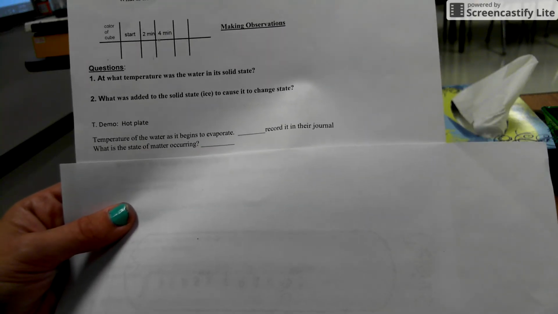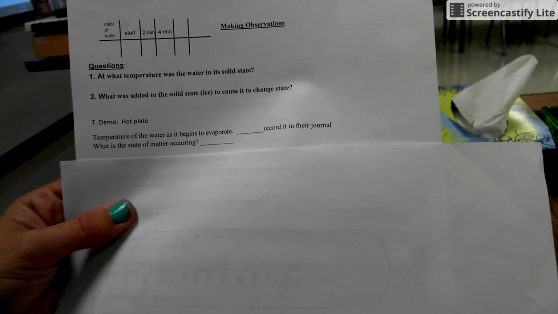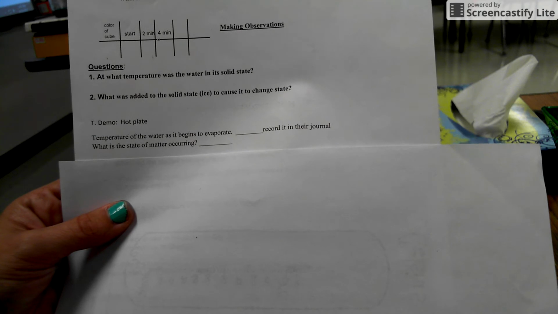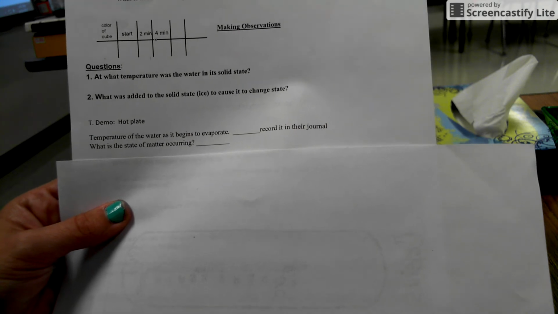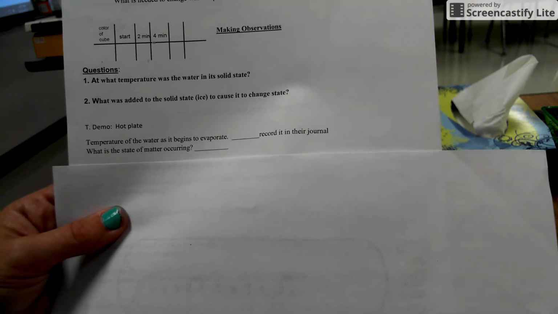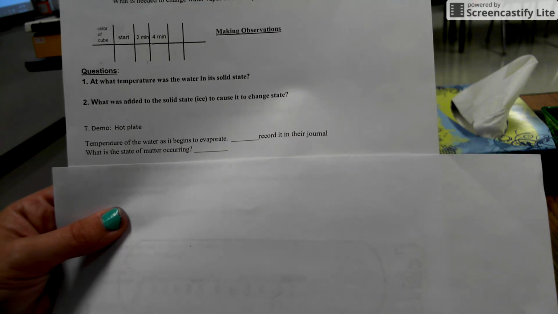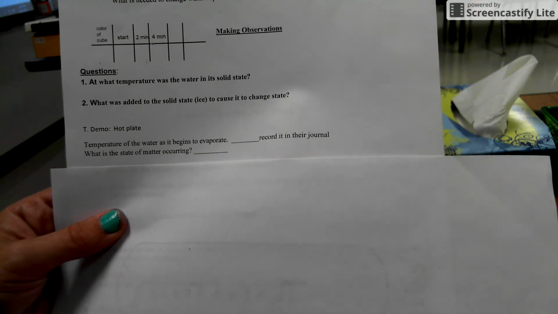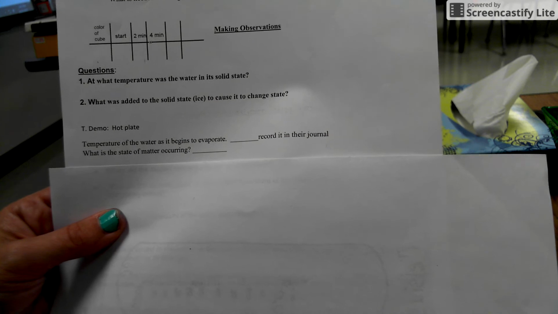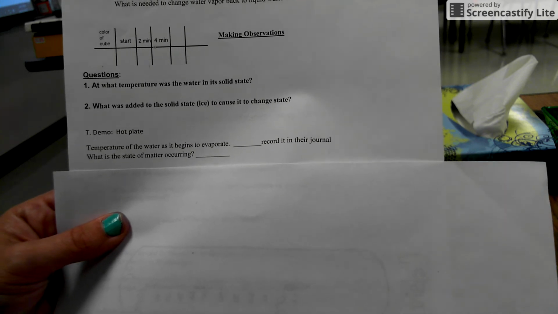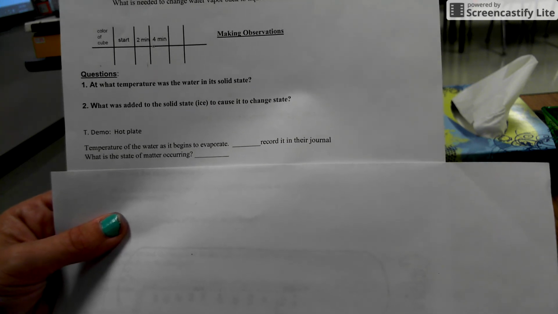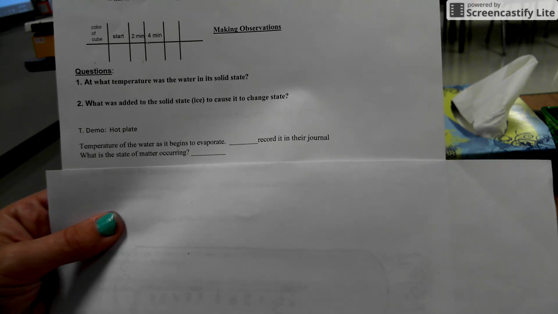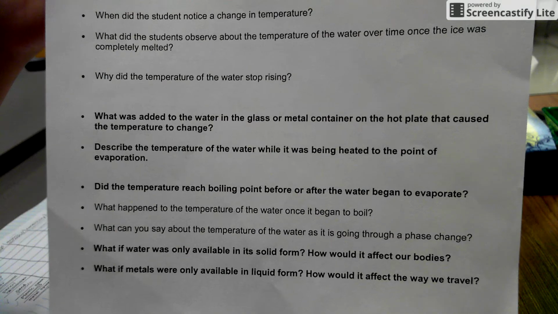Okay, so in your notebook, in the question answer section, we're going to write this. The temperature of the water as it began to evaporate was blank. So we're going to put that in our journal. What was the temperature? If you need to, go back and listen to what I said in the video. What is this state of matter occurring? So think of states of matter. Look in your notebook as to what the states of matter are or over on the wall. And let's answer that question.